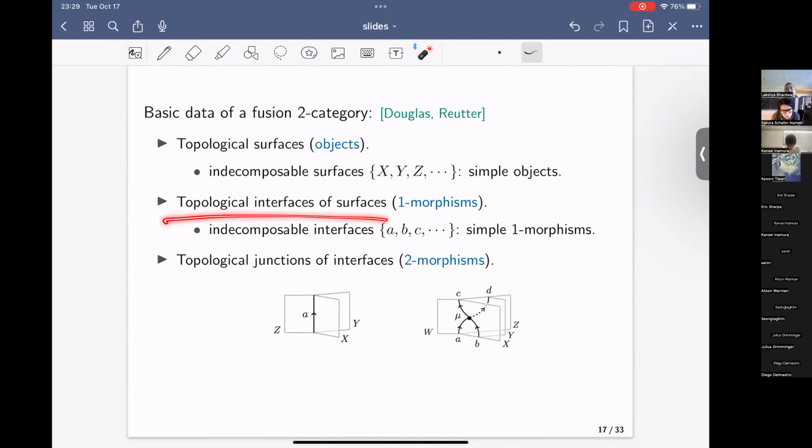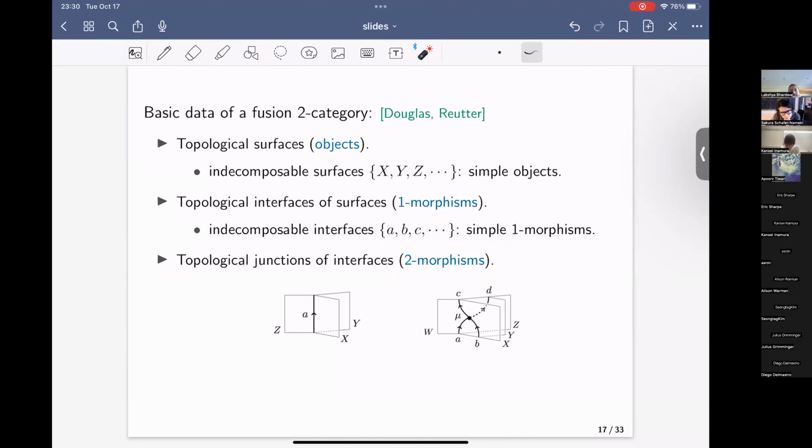The second data is the set of topological interfaces of topological surfaces. These are one-dimensional objects, and they are called one-morphisms. When a topological interface is indecomposable, it is called a simple one-morphism, denoted by small letters A, B, C. The third data is the set of topological junctions of topological interfaces. Since topological interfaces are one-dimensional objects, their topological junctions are zero-dimensional objects, and these are called two-morphisms.